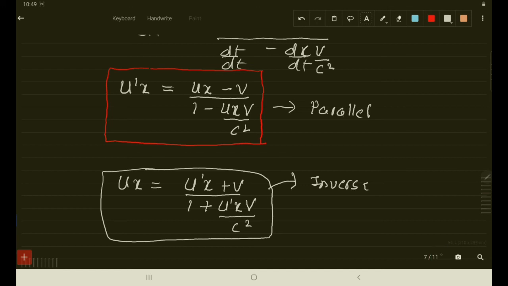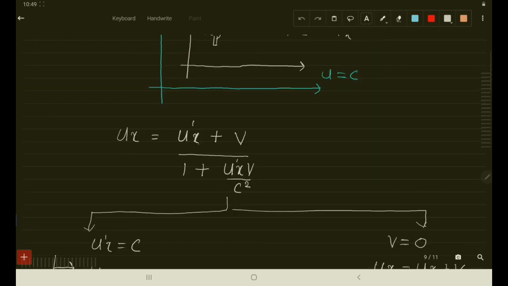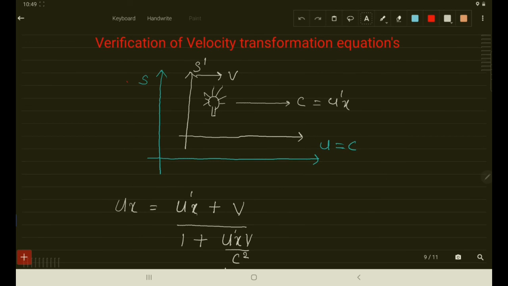So now let us look at how to verify this equation. To verify these equations, we will have to see whether the principles of the theory of relativity are followed or not. According to the principle of relativity, the velocity of light, that is c, is the same in both frames of reference: in the s dash frame of reference and in the s frame of reference, the velocity is c.